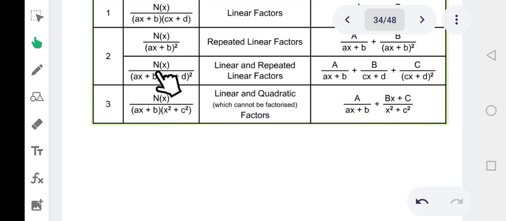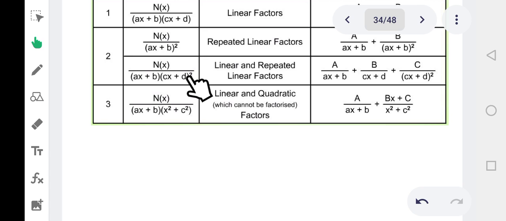Okay. What if you have got something like this? Let's say you have got linear and repeated linear factors. So we have got this is a linear. The first one, it's a linear factor. The highest power is 1 on x. And then here we've got this one, it's repeating. This one is not repeating, remember? ax plus b. Then this one, cx plus d, is repeating 2 times.